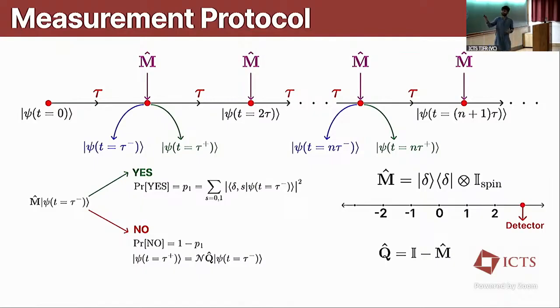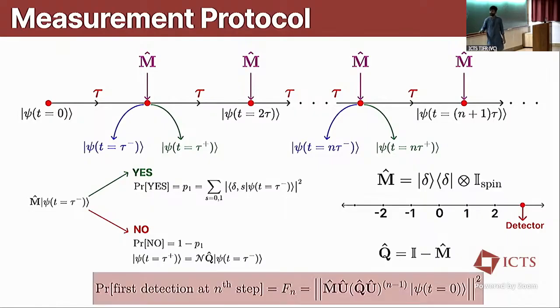In the interest of time, I won't be talking about that, but instead I'll be talking about first detection amplitude. This is the probability that the particle will be detected for the first time at the nth step, right? And this is given by this. This is very easy to understand. You have this initial state, and then you evolve it with the unitary, projecting it out of the detection subspace n-1 times. That represents that for the first n-1 steps, it wasn't detected, and at the nth step, it was detected.